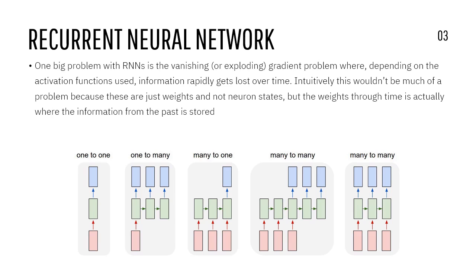But there is a kind of big problem with RNN, that is the vanishing or exploding gradient problem, where depending on the activation functions used, information rapidly gets lost over time. Although this wouldn't be much of a problem because there are just weights and not neuron states, the weight is like a file storing your algorithm. But the weights over time are actually where the information from the past is stored. So yeah, there is this kind of problem in RNN.